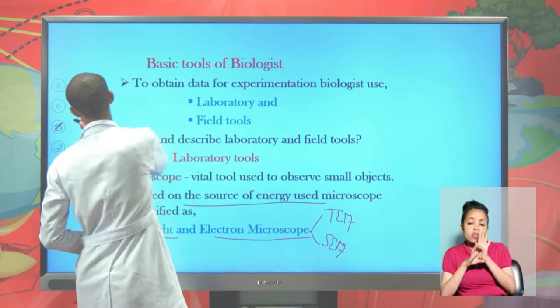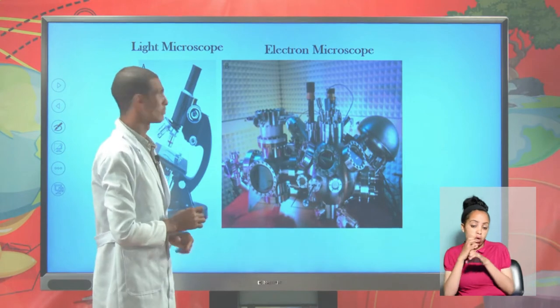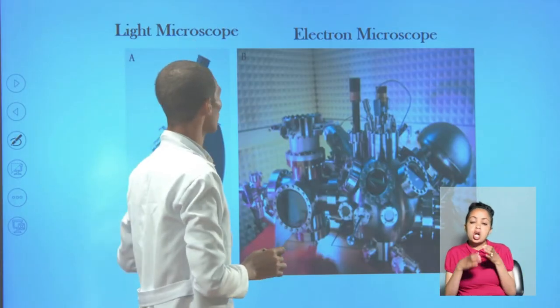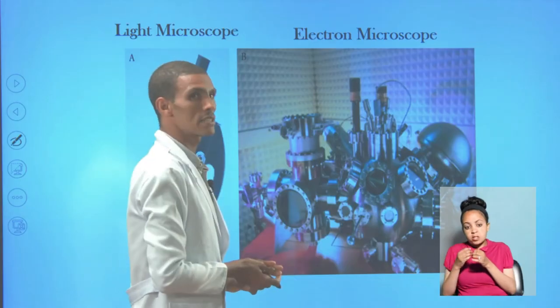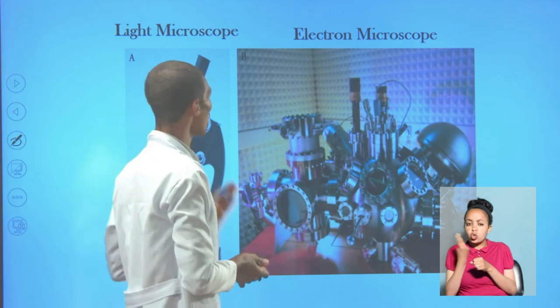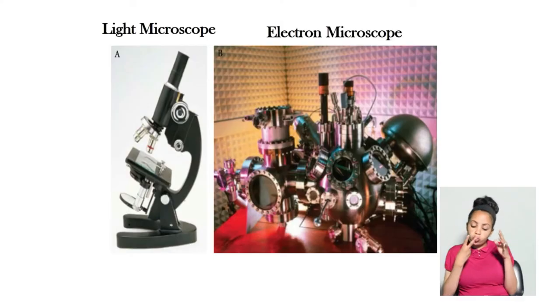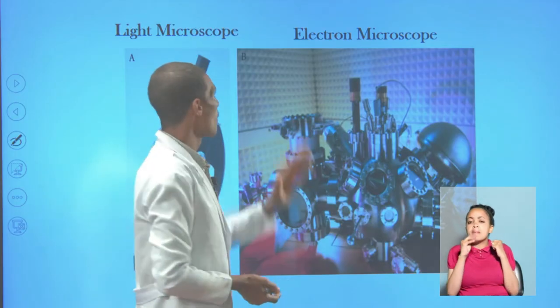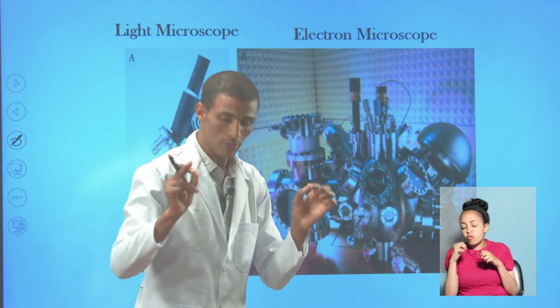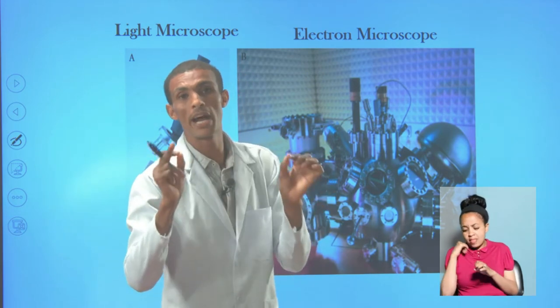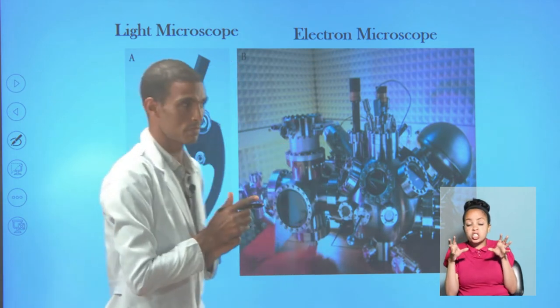For example, here, student, let me show you this microscope. This one is a compound microscope, a light microscope with an eyepiece lens and an objective lens. They use a beam of light to form a magnified image of a specimen, whereas this one is based on a beam of electrons. Beam of light, beam of electrons.